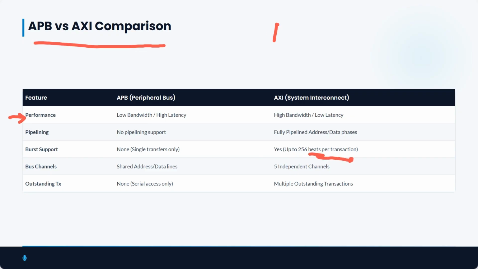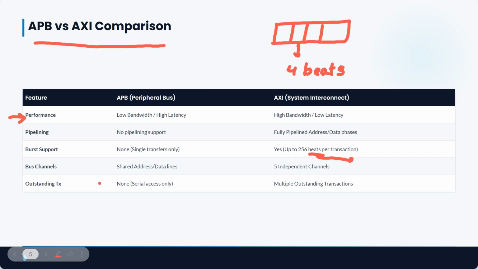So let's take an example. Let's say this is our transaction and in a single transaction we are sending 4 packets. So these 4 packets are nothing but your 4 data beats. Okay, I hope it is clear.